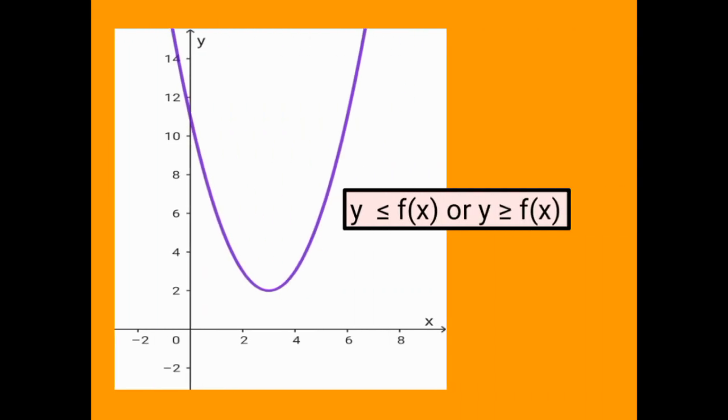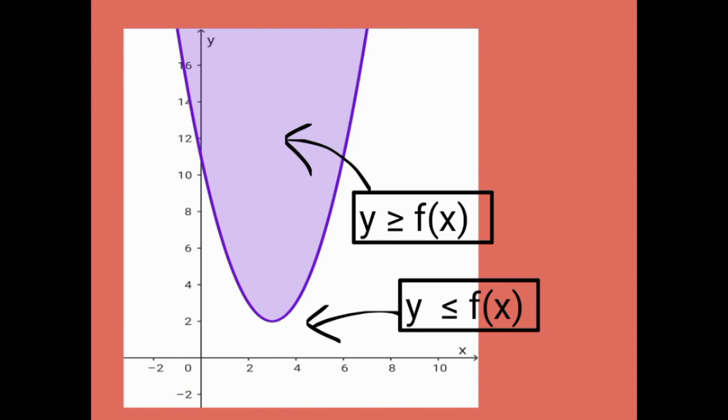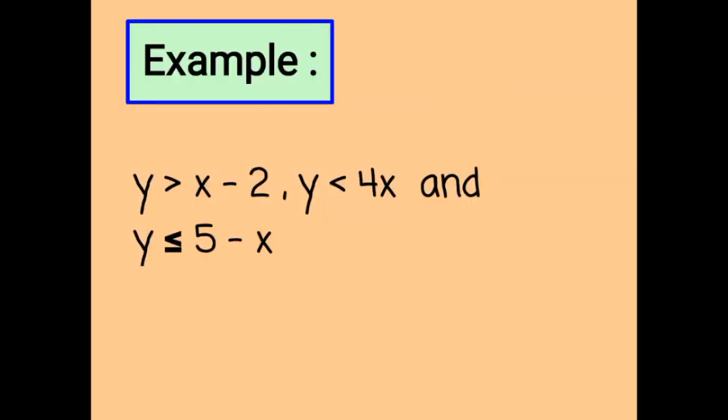And if you take a look here, the shaded region shown here satisfies the inequality y is greater than or equal to f(x), and the unshaded region satisfies the inequality y is less than or equal to f(x). Here, the curve y = f(x) is included in the region and hence is represented by a solid line. So let's take a look at a few examples.